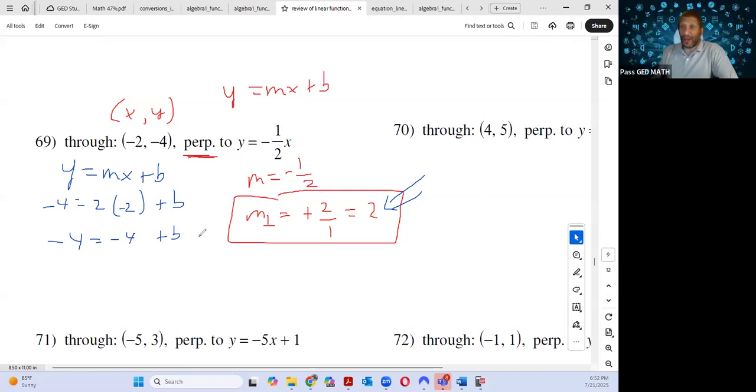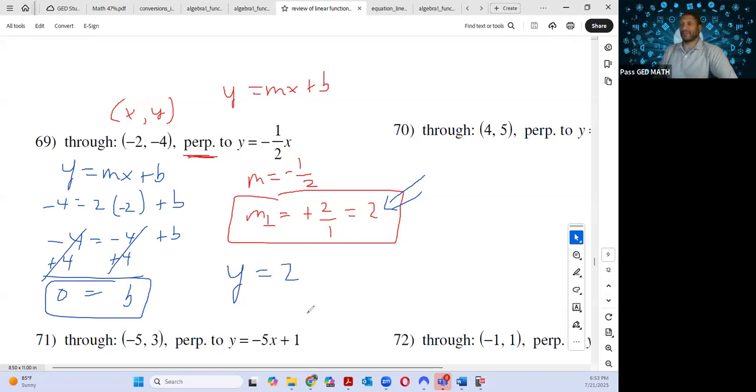In order to get b by itself, I need to get rid of the -4. The opposite of -4 is +4. Whatever I do to one side, I do on the other side of the equal. 4 minus 4 is 0. Bring down my equal. The 4 is canceled. I bring down my b. My y-intercept is 0. My slope is 2. y equals 2x. Now you could say 2x plus 0, but do you ever see a 0? No. So y equals 2x.